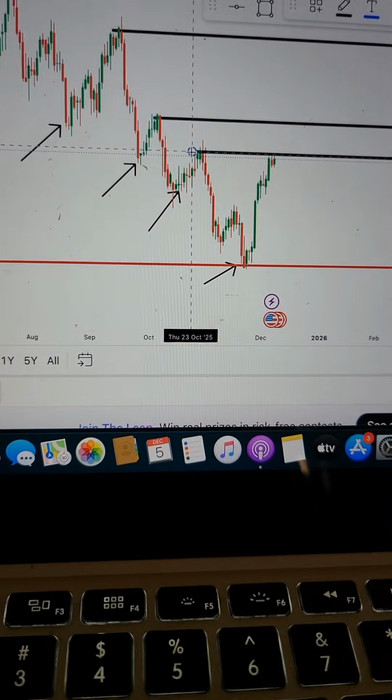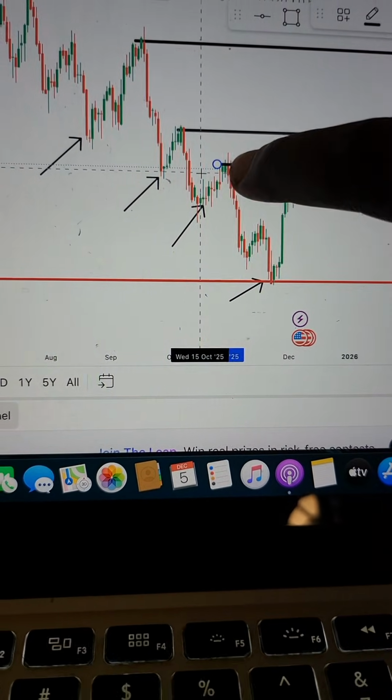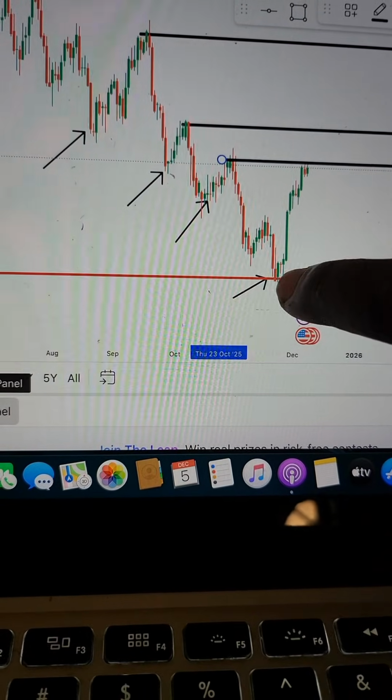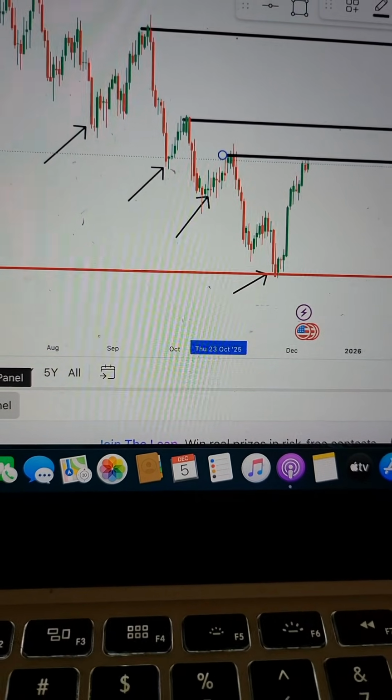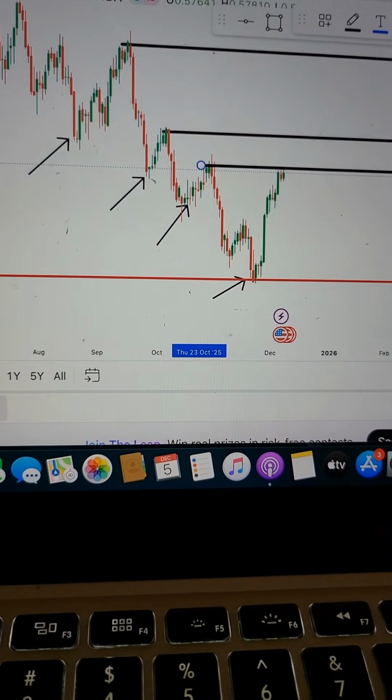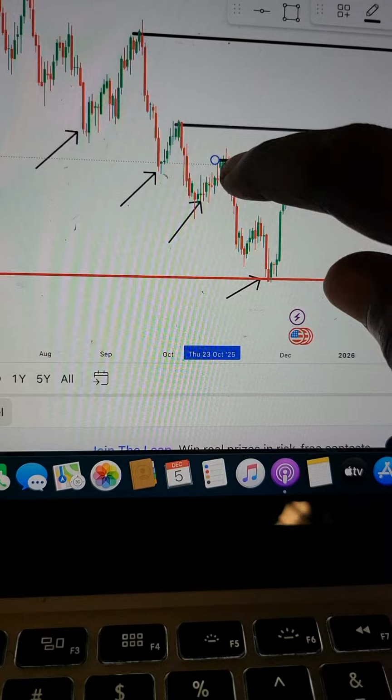You can see all that because it is a pullback for price, for the sellers to gain more momentum to push price to the next lower low. Now, what is very important in NZDUSD is that I want you to make money in this trade. Have you seen this support zone?